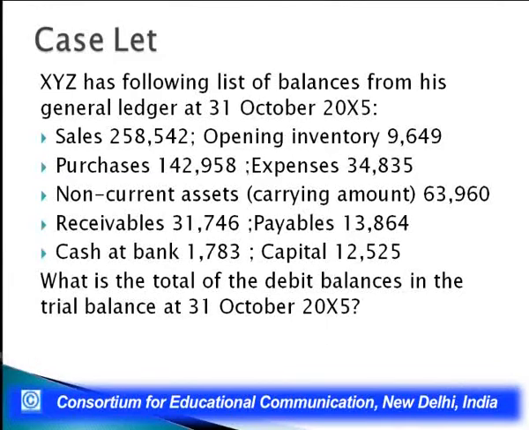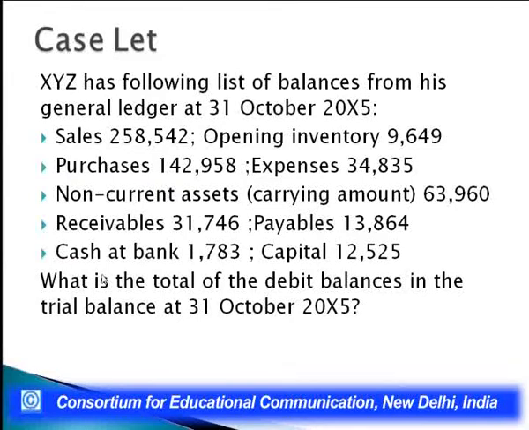Then the next item given was receivables. So I'm discussing every item one by one, right? Receivables are given irrespective of the amount because we are not putting amounts. Receivables are your accounts receivable, like debtors and bills receivable. This is actually a current asset, so it should have a normal debit balance. Then we have payables. Payables are liabilities, current liabilities, so that should have a credit balance.